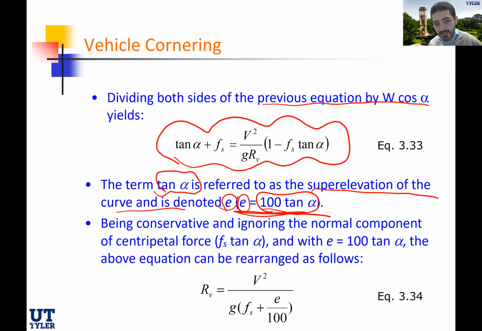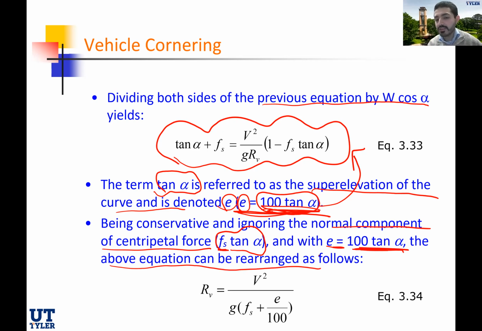So if we have that, we can replace it here. We can replace this relationship in this equation, also being conservative and ignoring the normal component of the centripetal force, which is Fs times tangent alpha, and with E equal to 100 times tangent alpha. The above equation can now be rearranged, and we end up with this equation that's very important to us as designers of horizontal alignment.